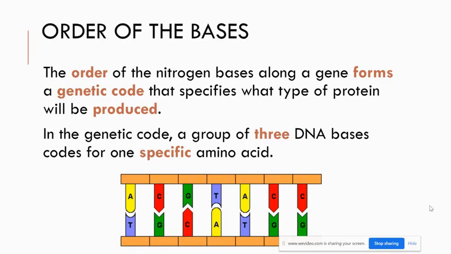So the order of the nitrogen bases, that A, T, C, and G, forms the specific genetic code that specifies what type of protein is going to be produced. In a genetic code, a group of 3 of those DNA bases codes for one specific amino acid, and those amino acids then build and connect together to create that protein. They form what's called a triplet. So like A, C, and G would be 3 of those bases that would create a specific amino acid, and then T, A, C would be another amino acid.